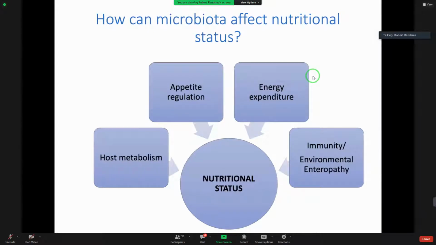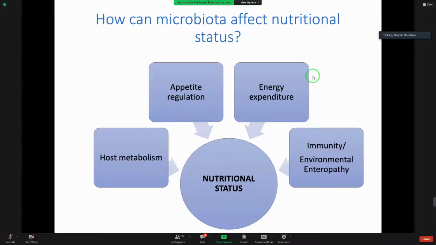So how can the microbiome affect nutritional status? Theoretically, you can think about a couple of ways the microbiome can do that. I've given you 4. There might be more that I don't know of, but these are 4 where there is some evidence and that you can also theoretically potentially appreciate.